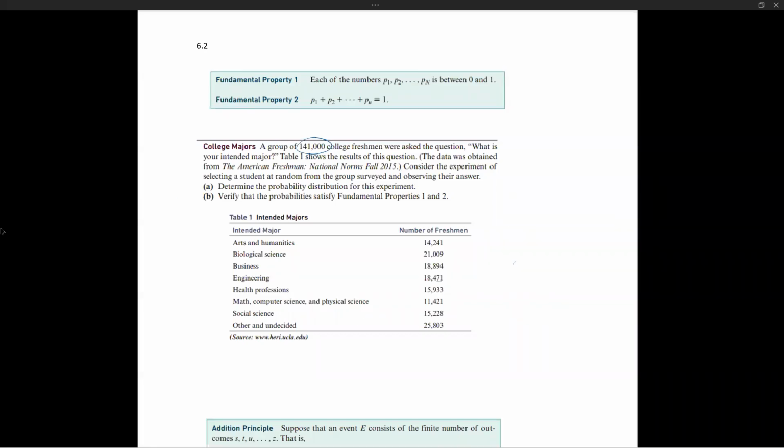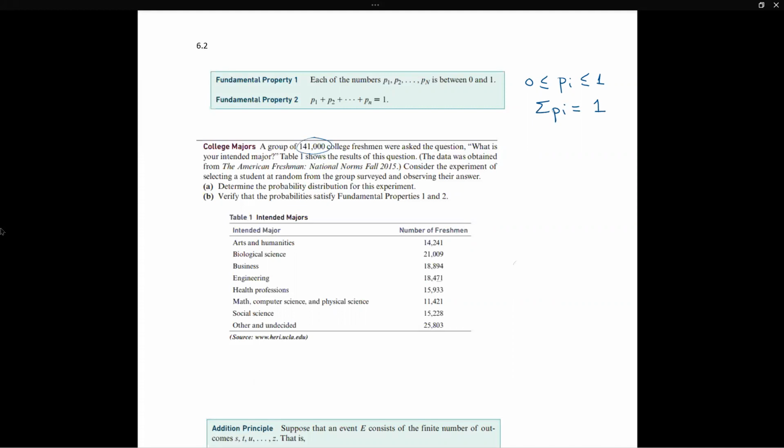So in this video, we'll continue with very important properties. There are two of them. Property 1 says that each of the numbers P1, P2, ..., Pn is between 0 and 1. So for the die that we looked at in the previous video, it means that the probability of an outcome is going to be between 0 and 1. That's one. Property 2 says that when you add all these probabilities, you should get 1.